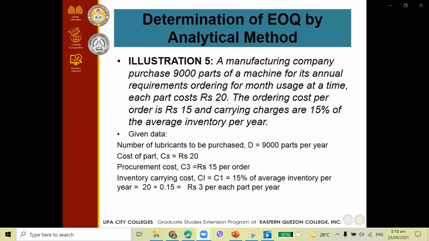So here are the given data. Number of parts to be purchased, or D, equals 9,000 parts per year. Cost of part is equal to 20 rupees. Procurement cost, or C3, equals 15 rupees per order. Inventory carrying cost, or C1 equals CI, is equal to 15% of average inventory per year, which is 20 times 15%, equals 3 rupees per part per year.